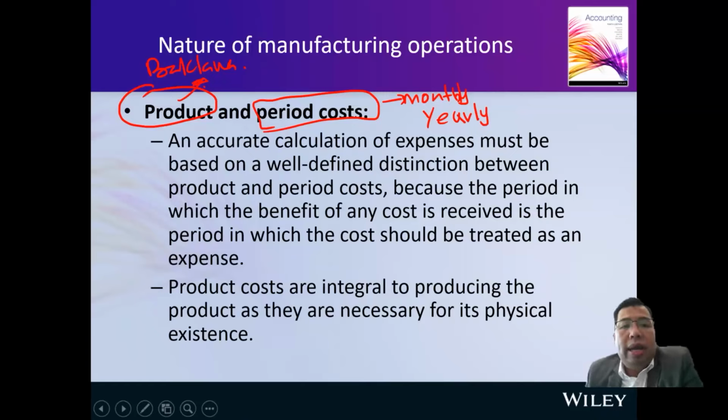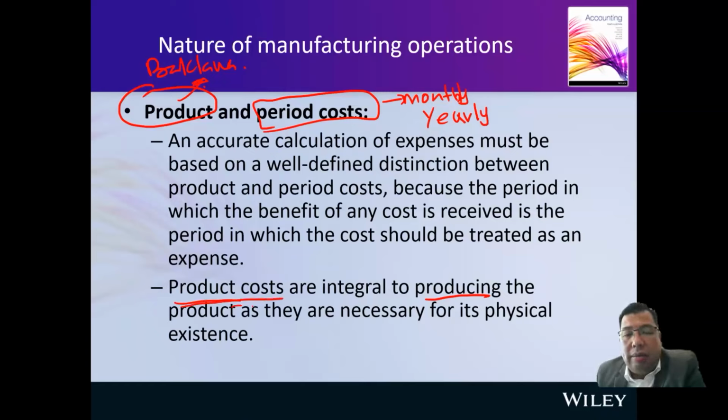An accurate calculation of expense must be based on a well-defined distinction between product and period cost, because the period in which the benefit of any cost is received is the period in which the cost should be treated as an expense. The product costs are an integral part of producing the product, as they are necessary for its physical existence. So any cost incurred in producing the product is called product cost.